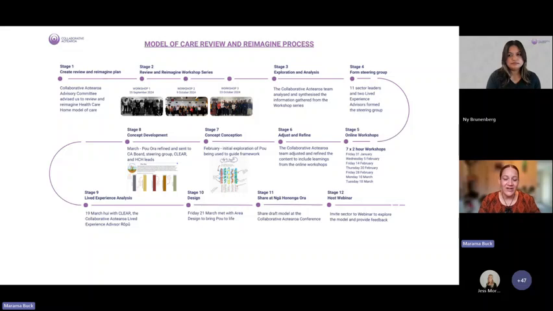So we have had an incredible process for me personally, but also for the team, of developing a new model of care. In the beginning, we didn't know if it would be a new model or whether we would just enhance or increase the mahi of healthcare home, as the model of care has been called in the past.